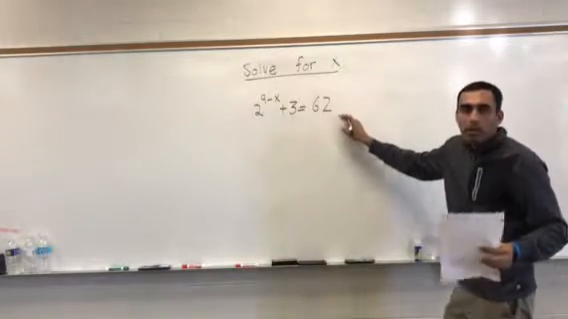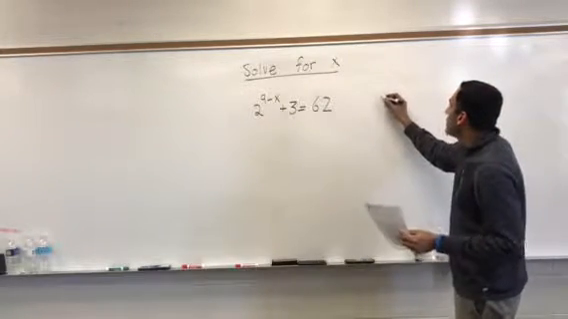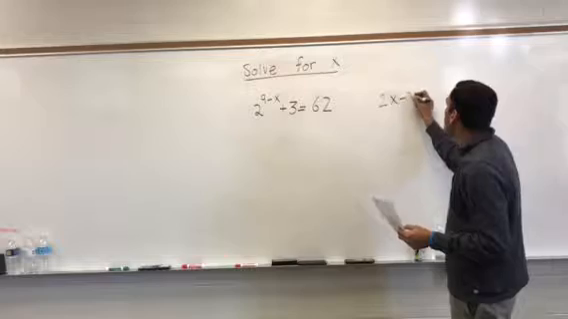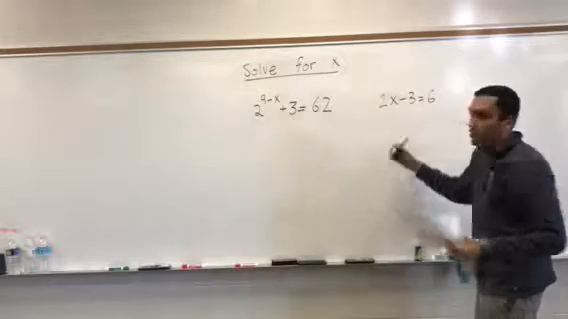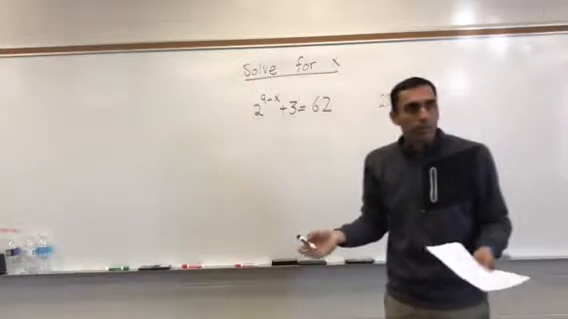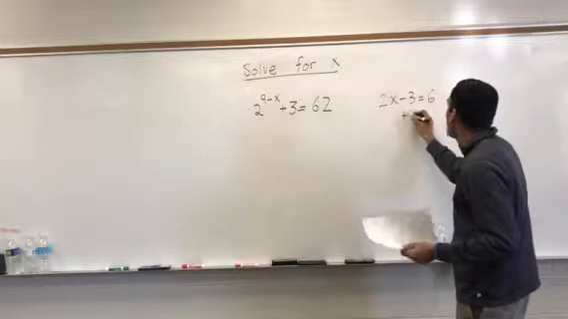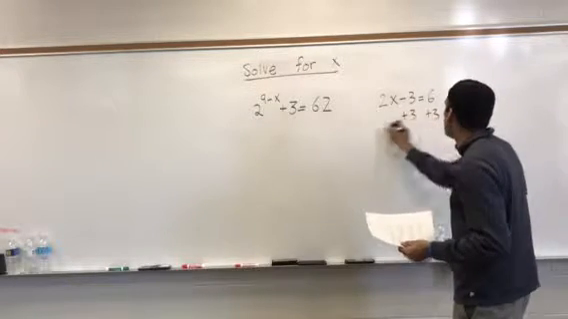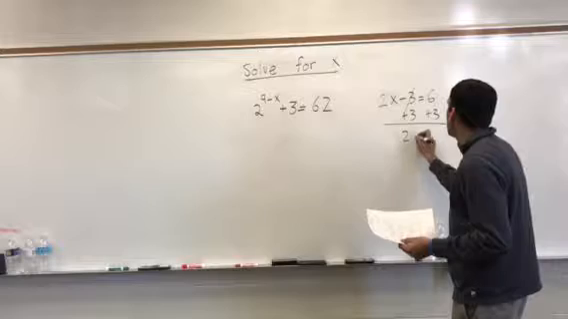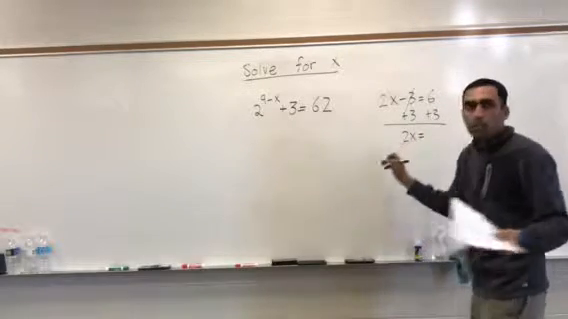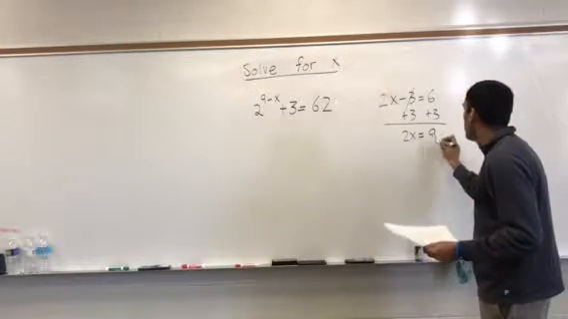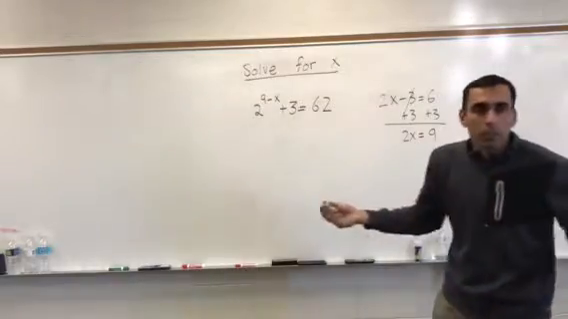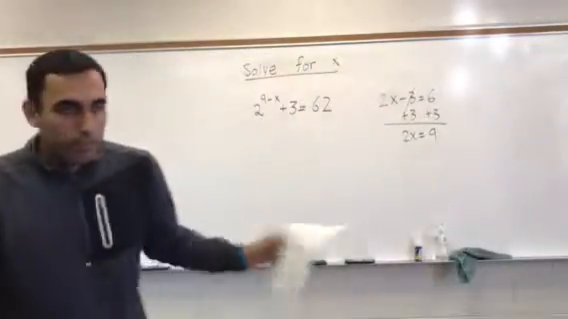If I was to give you something as simple as 2x minus 3 equals 6, what would your first step be? Of course, you would add 3 to both sides. Agree? So you get 2x equals positive 9. Then how would you solve for x? Of course, you would divide both sides by 2.